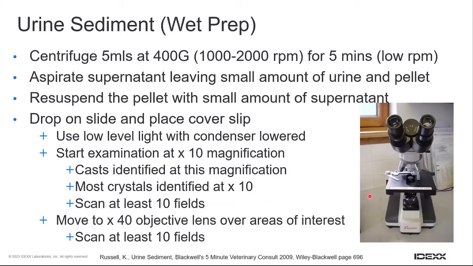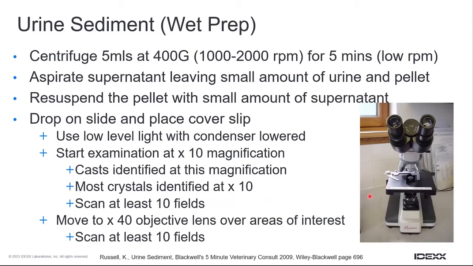We're then going to centrifuge that, but for urine, it's very important that we're not using the same speed of centrifugation as we are for blood, because that level of centrifugation can lead to destruction of some of the more fragile elements of the urine sediment examination that we're looking for. So we would centrifuge that sample at 400 G, which equates to about 1,000 to 2,000 RPM, for 5 minutes. So that's a short space of time at a low speed.